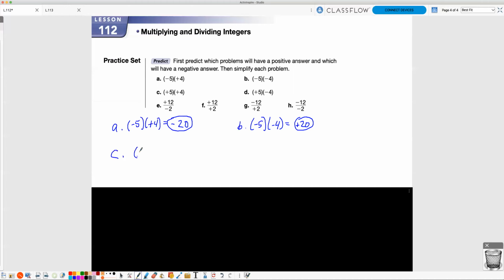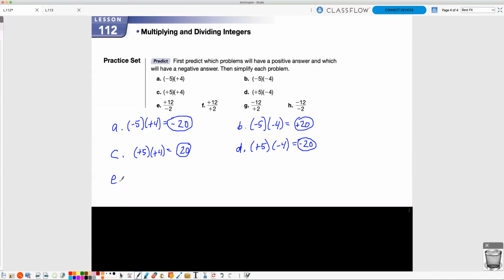Letter C, positive 5 times a positive 4. In this case, again, 5 times 4 is 20. They're both the same symbol, so the answer has to be positive. And then letter D, positive 5 times a negative 4. You end up with 5 times 4 again, which is 20, but you have a negative 4 and a positive 5, so the answer has to be negative because they're differing symbols.